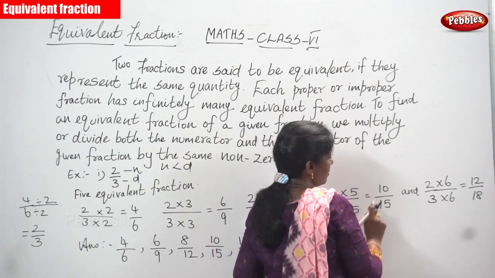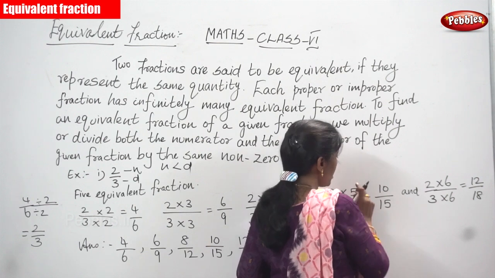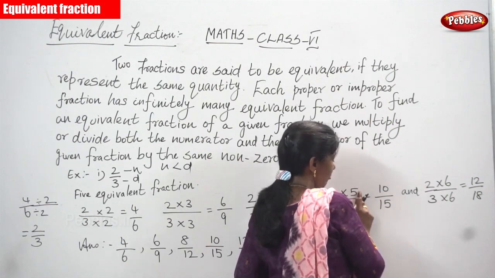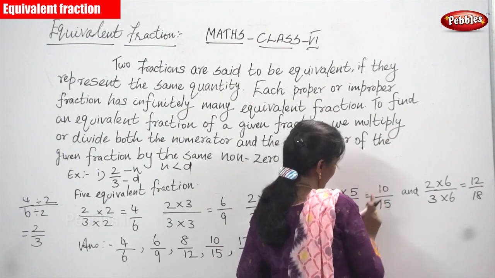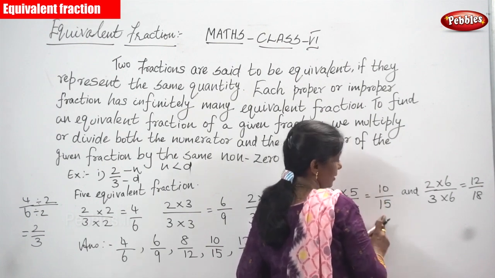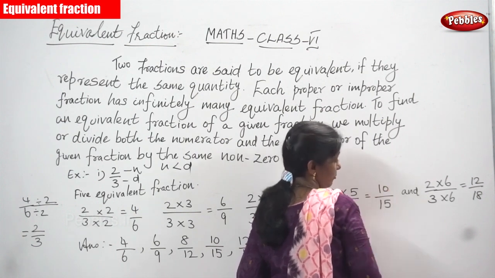And the next number I have taken is 5. So the numerator is going to multiply by 5 and the denominator also going to multiply by 5. So 2 into 5 I can get 10, and 3 into 5 I can get what? 15. Otherwise, I got 10 by 15.